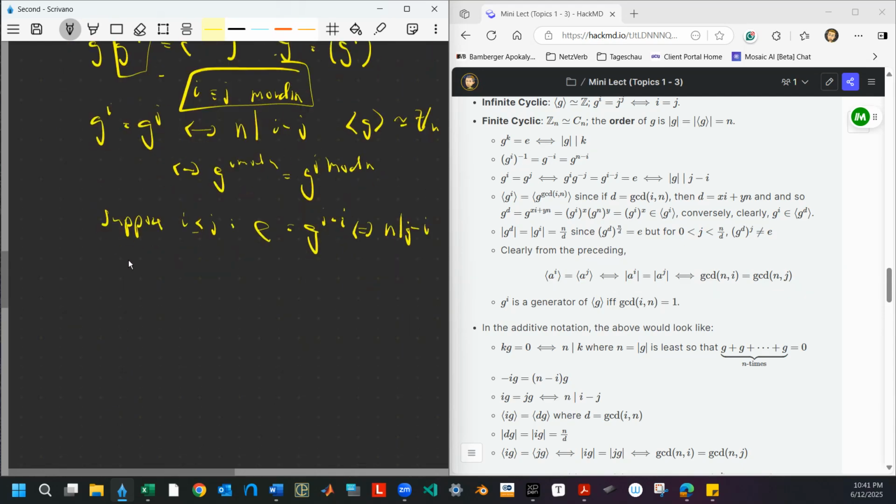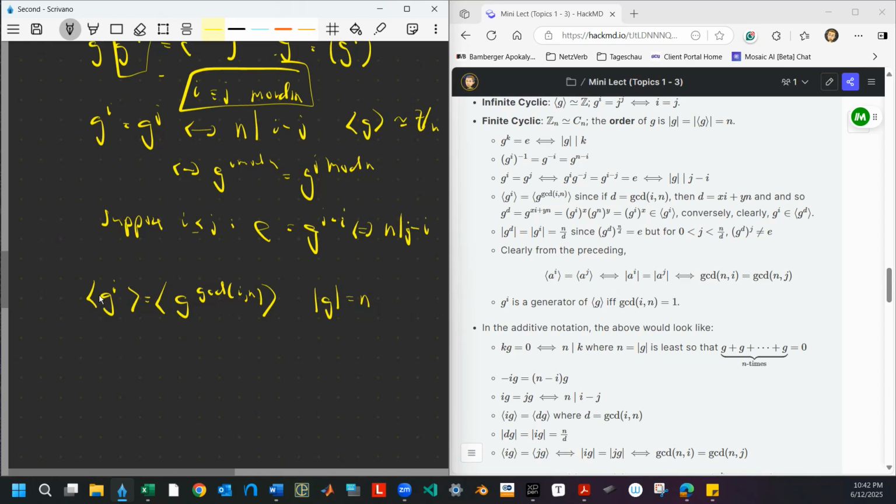Let's get this next one. I'm going to claim that the subgroup generated by g^i is equal to the subgroup generated by g^gcd(i,n). Let's be careful here. We're assuming that g has order n. Let me see, how do I want to say this? I think this is what I want to say.